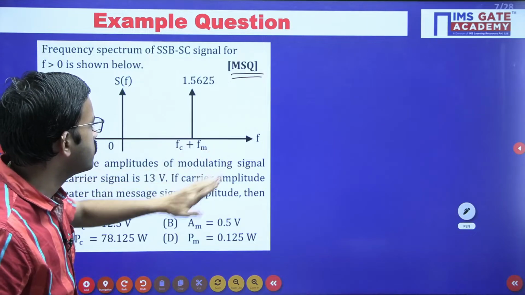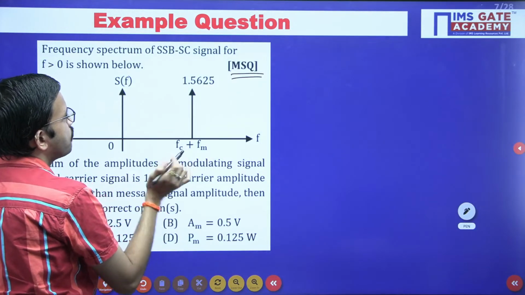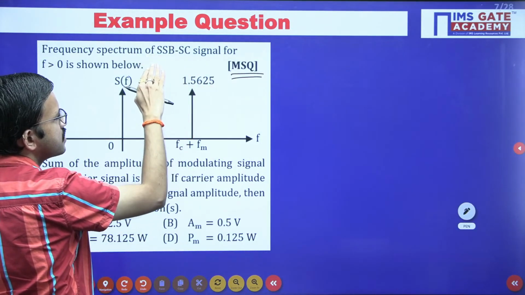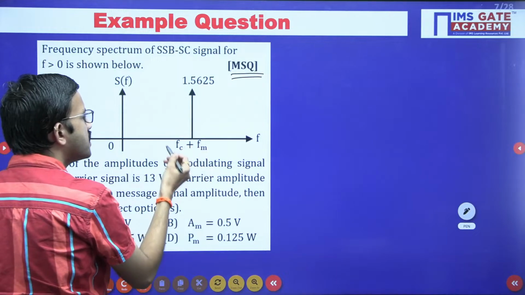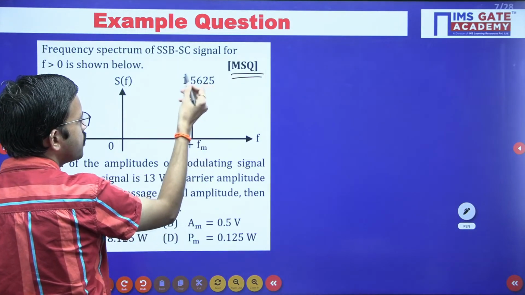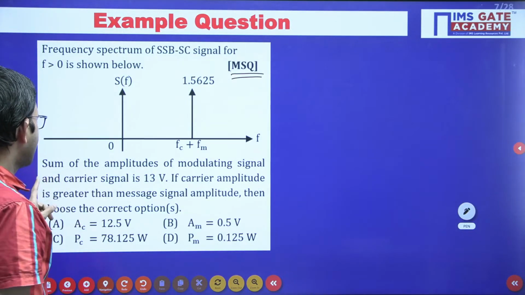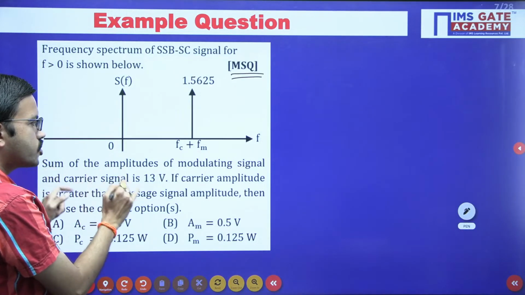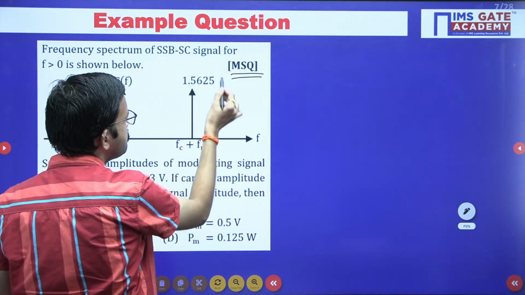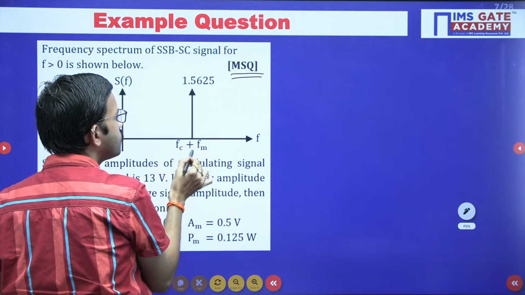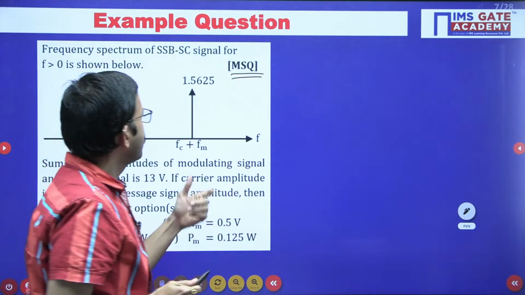And in this frequency spectrum, at the carrier frequency, somewhere here, the signal strength is 0. That is the reason it is SSB-SC, single sideband suppressed carrier. At Fc plus Fm, they have given the signal strength or amplitude as 1.5625. You can read this part of the question after some time, just by observing this frequency spectrum.